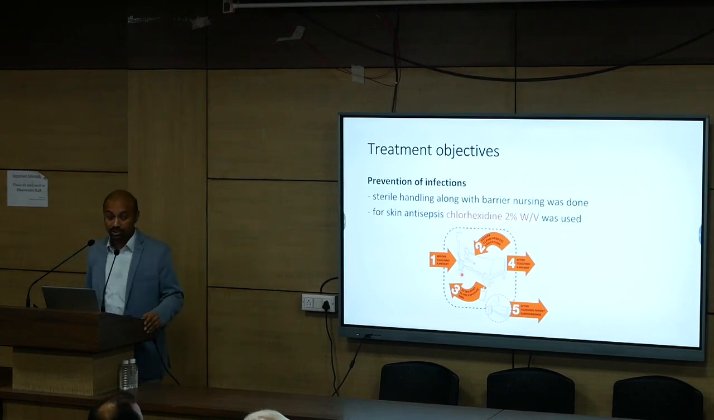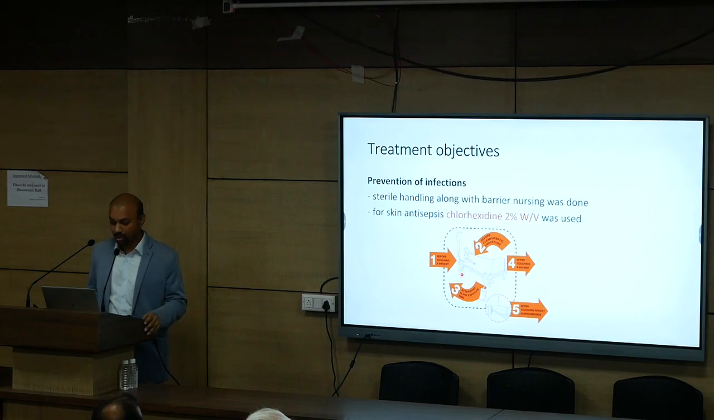Now, prevention of infection is one of the most important things. These patients succumb to secondary infections, nosocomial infections which they acquire from the hospital setting itself. So the cornerstone is sterile handling along with barrier nursing. For skin antisepsis, chlorhexidine 2% weight by volume was used. Whenever the mucosa is involved, we used betadine in such cases, because a slight burning sensation may be felt with chlorhexidine.